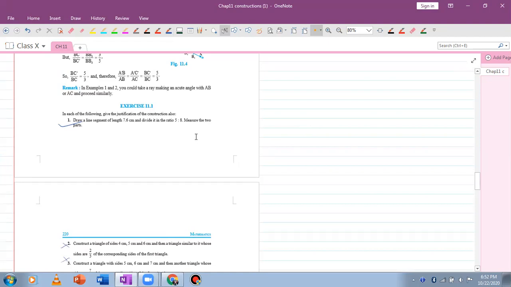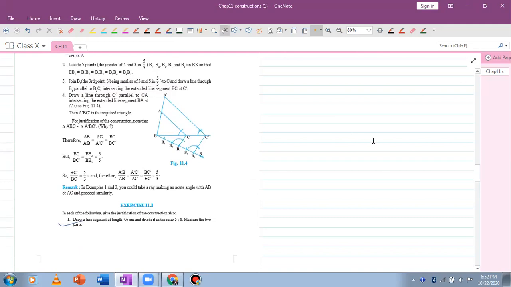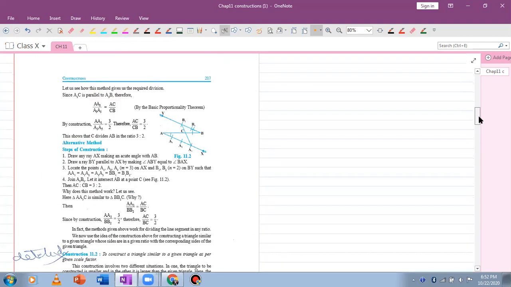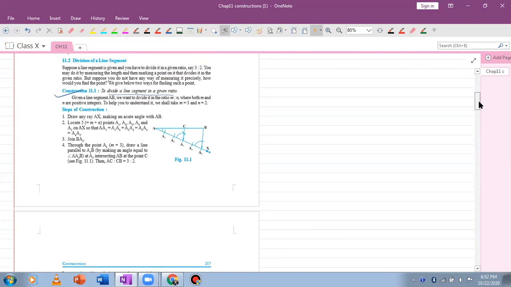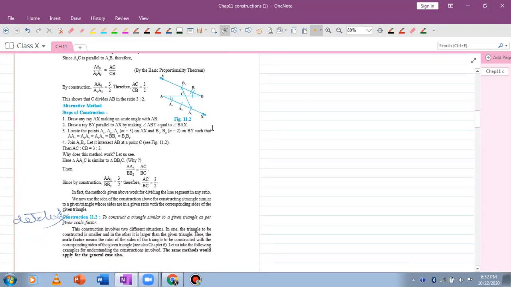To divide a line segment whose length is given, at a point which divides that line segment internally in the given ratio, you need to obtain that point. There are 2 ways to do this. I will be taking up the second one, which is actually easier compared to the first one. You will see that in your textbook also there are 2 methods given for this division of a line segment in a given ratio. This is the first method right over here. Steps of construction are indicated and the construction has been justified. Later, an alternative method is given, and this is the one I will be using.